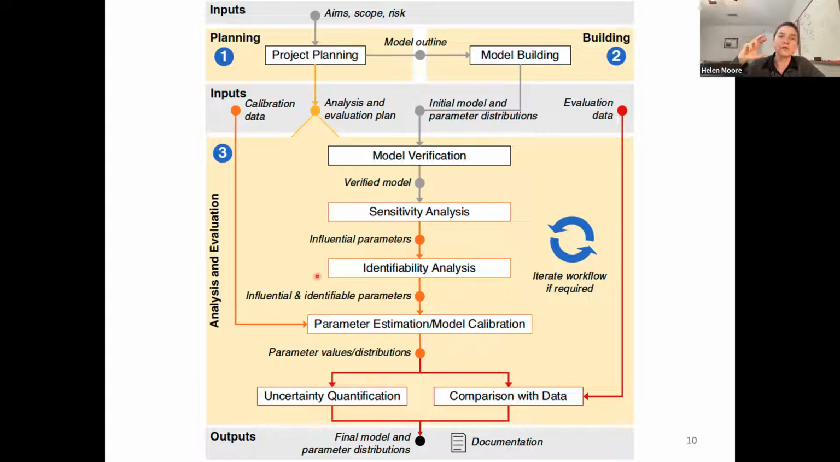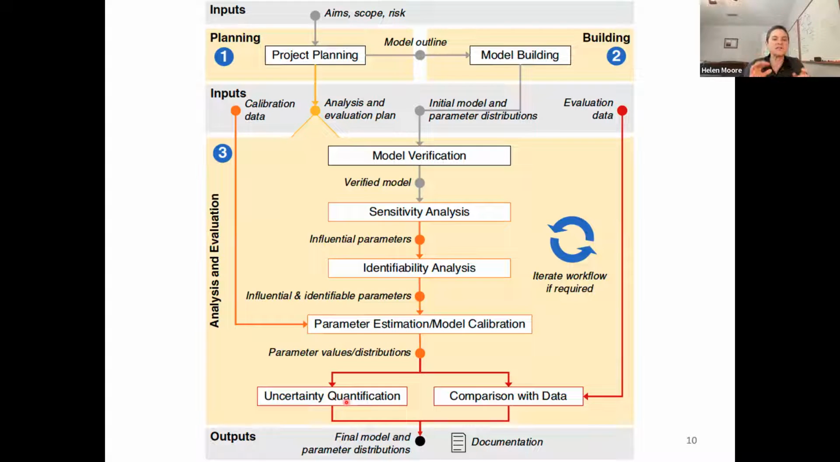And we might have to shorten our list. Instead of 8, it might be 5 that we can estimate. And then we go forward and we use our calibration data to estimate those 5. And we can have some confidence in those parameter estimates because we've done our homework, we've done our due diligence, and we have confidence that those are important, they're influential, and we can estimate them. So we do that estimation, we calibrate the model, and we get those parameter estimates with distributions, and then we can perform uncertainty quantification.